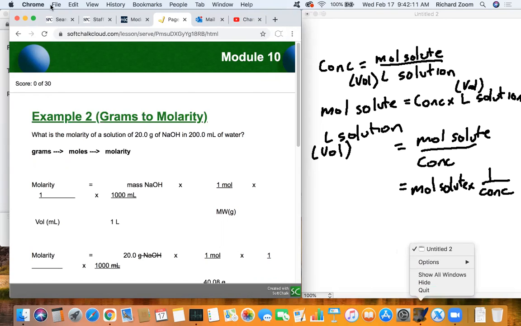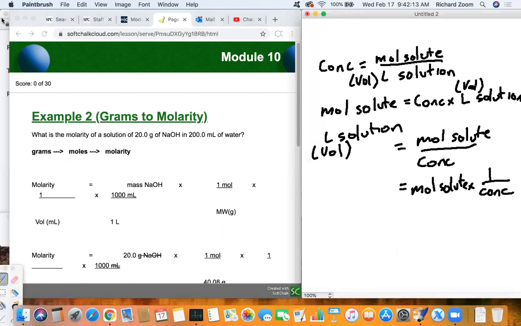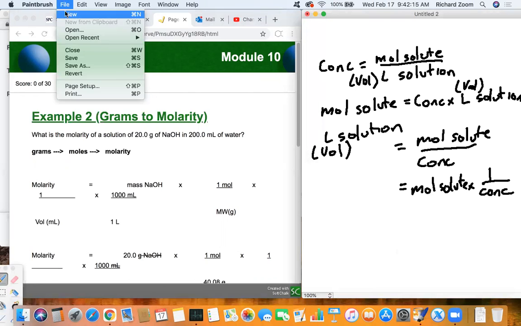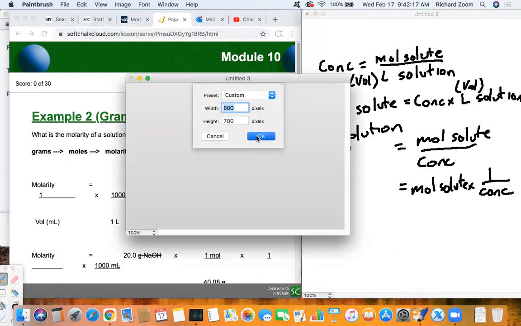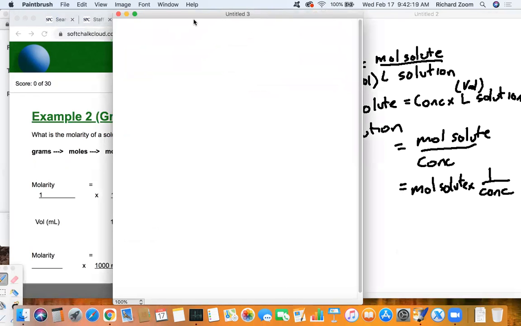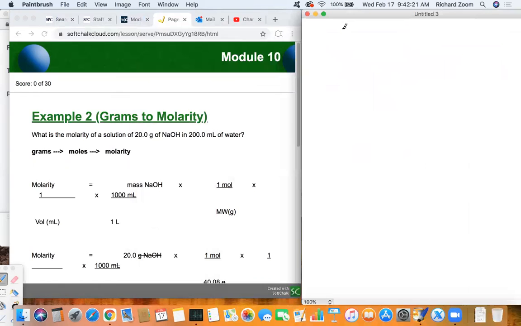Let me get another palette here, and I'll be using both of these to work with. So it says, what is the molarity of 20.0 grams of sodium hydroxide, NaOH, in 200.0 mL of water?